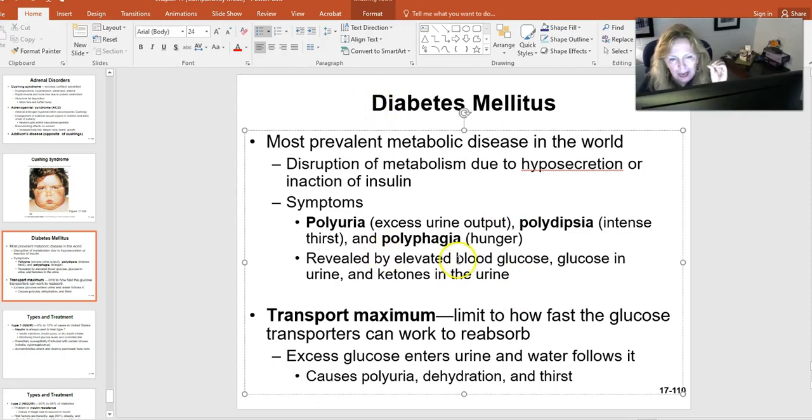There's also hyperglycemia. There's also glycosuria. You should know those terms. Hyperglycemia, glycosuria, one word, glycosuria, means glucose in the urine. And polyuria is up there. And then there can also be ketones in the urine.